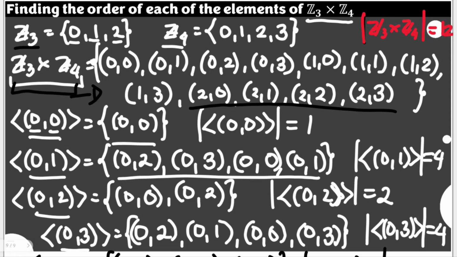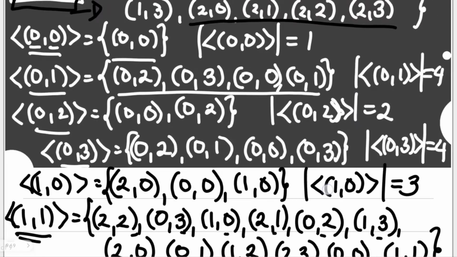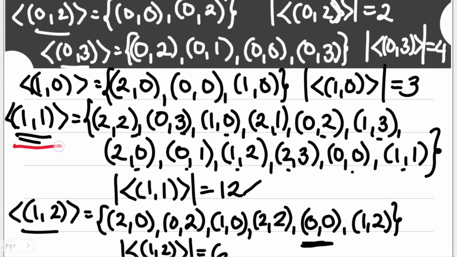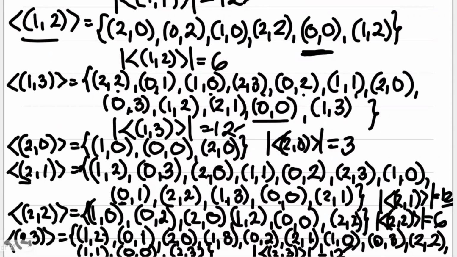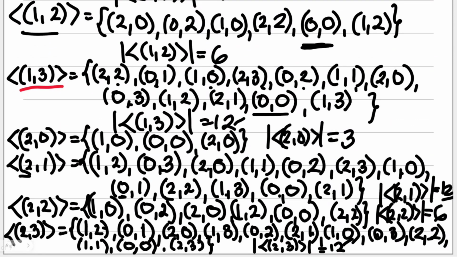Since 4 elements, or even just 1, but in this case 4 elements, match the order of our original group, this group has now been shown to be cyclic. It's cyclic because it has generators, which are 1, 1, 1, 3, 2, 1, and 2, 3.